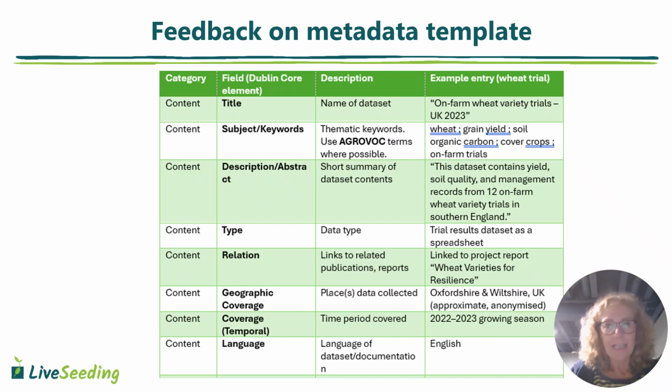So this is just an example of that Word file that you hopefully had a look at and tried to fill in some of the missing information in the cells that were blank. That shows the 8 first content fields that we talked about earlier in this lecture: title, subject, type, etc. And it's just an example in this case. The third column is a description of what should be in that field, and then the fourth column is an example for, let's say, a wheat trial that was conducted in the UK, and you can see examples of how you might fill in metadata on that.